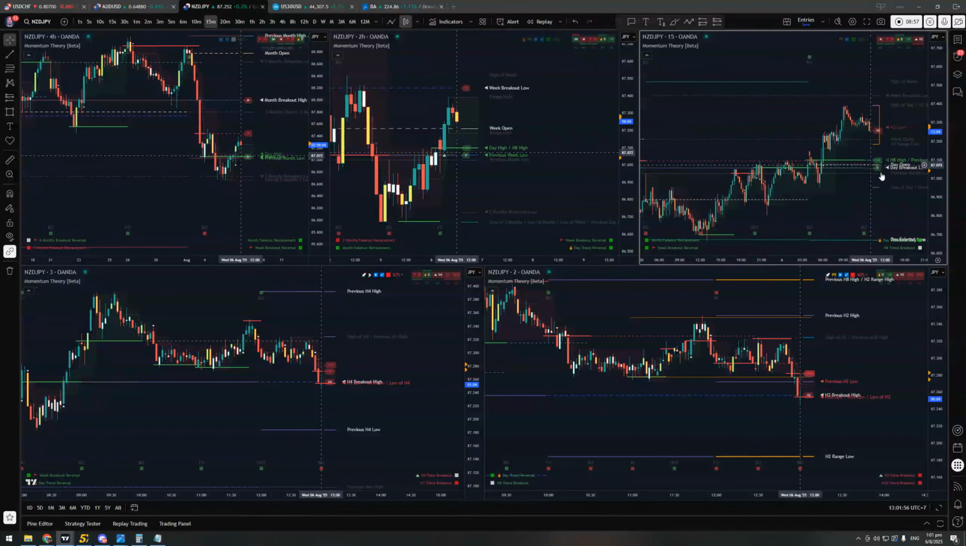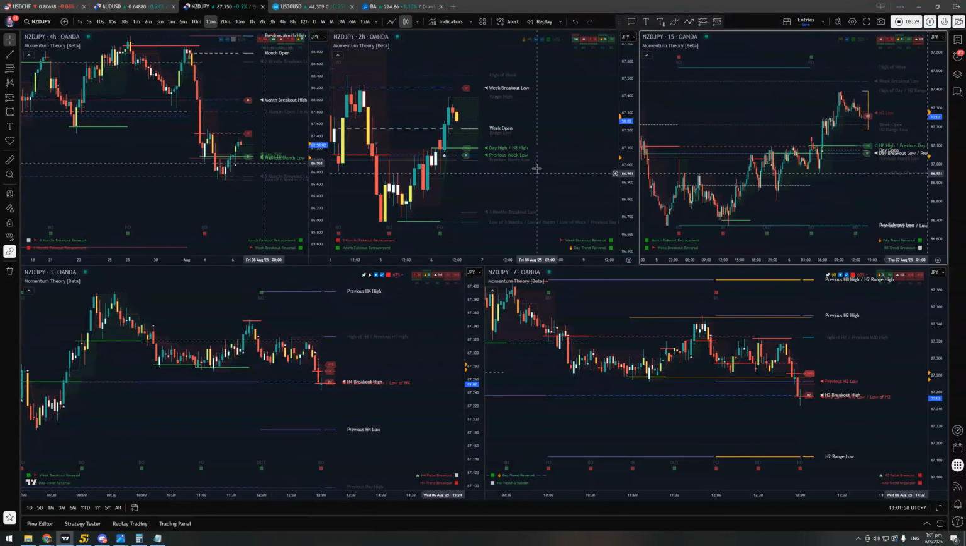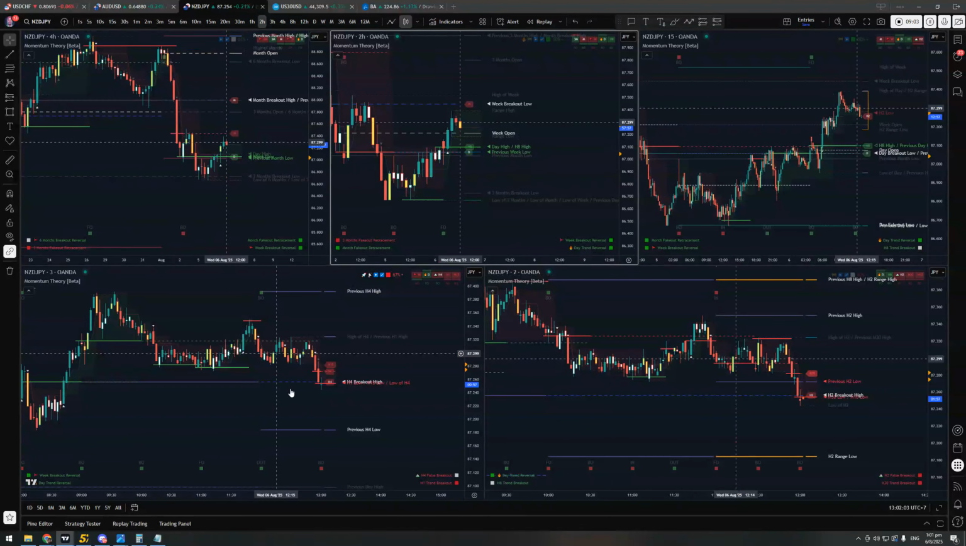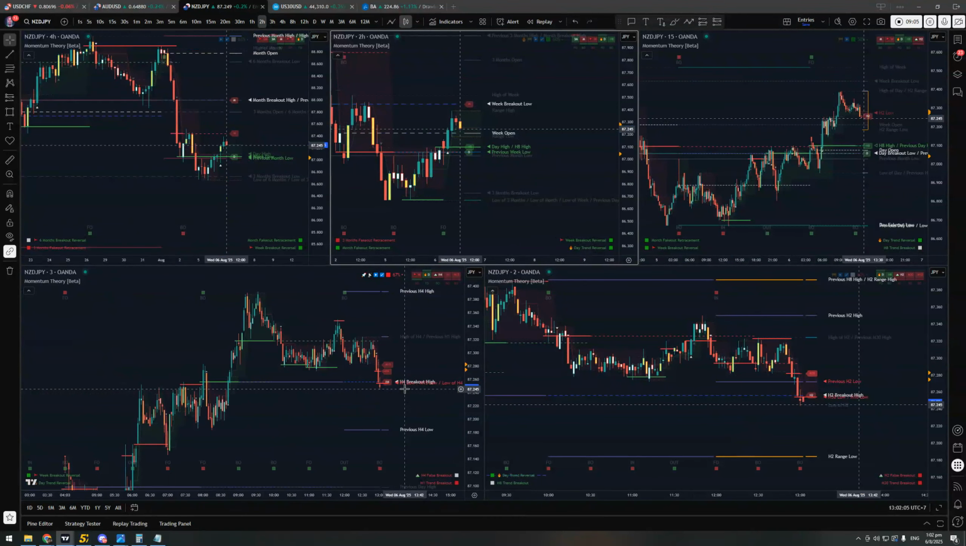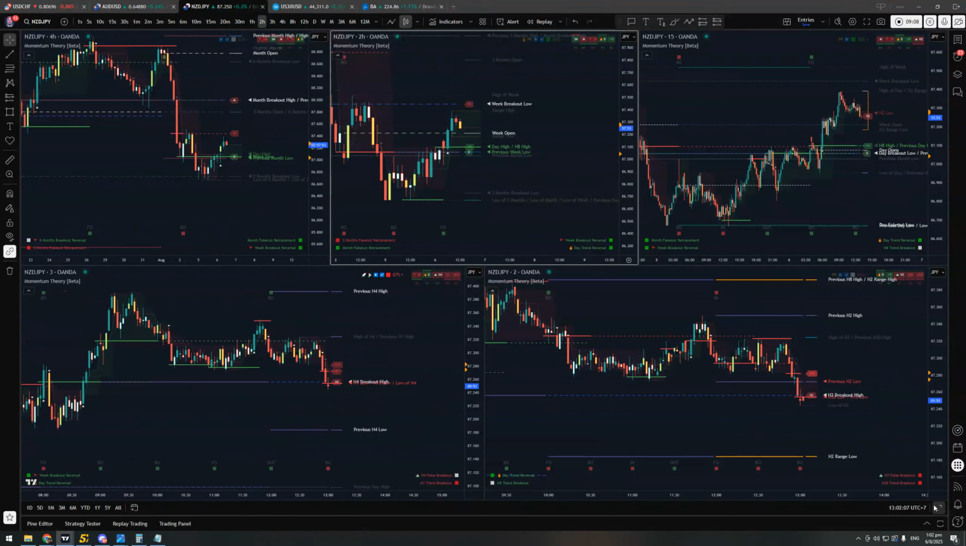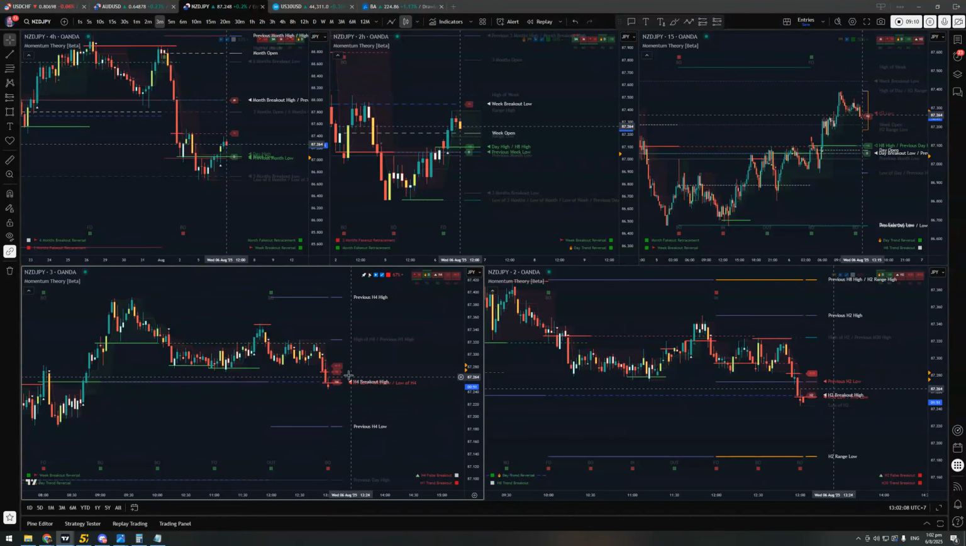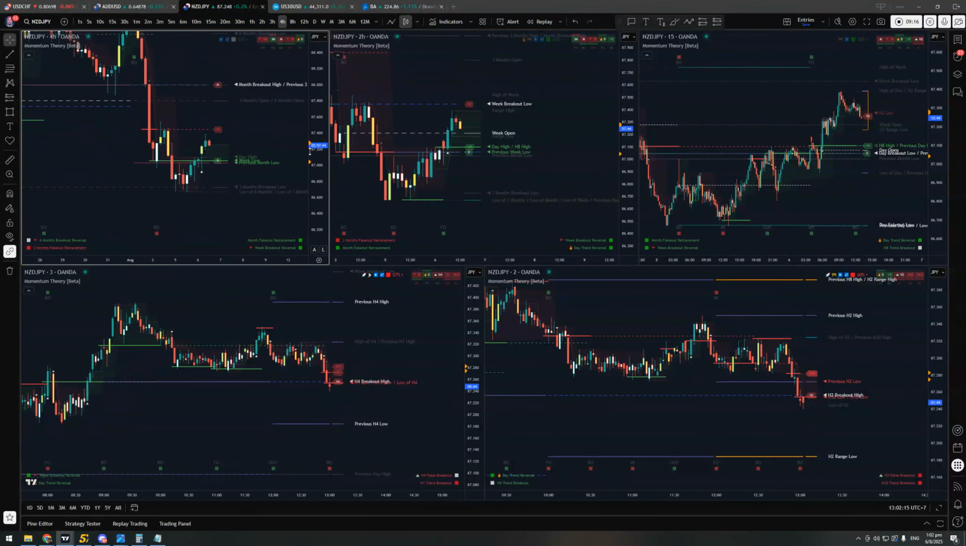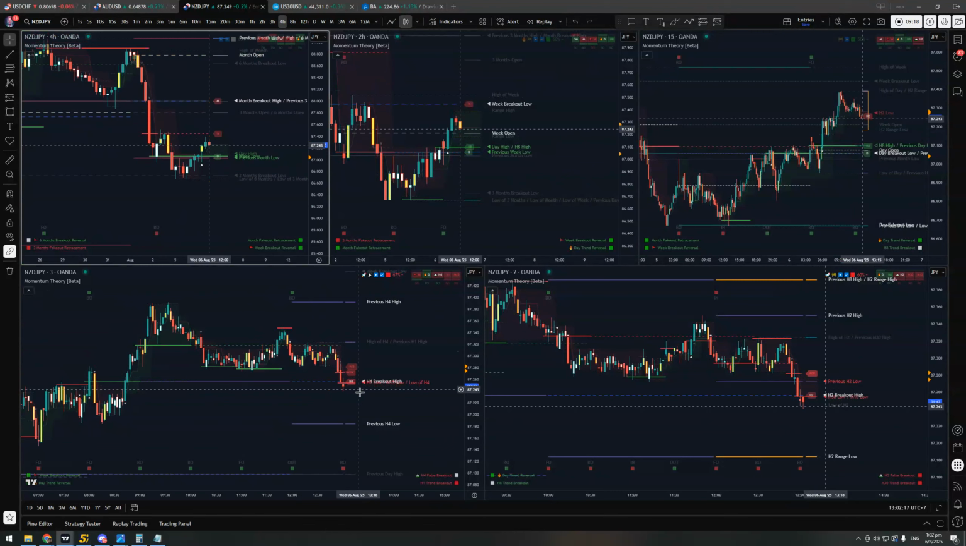Weekly open, broke out above, daily trend reversal. Yeah, still okay with this one. Timing is a little off, 1 hour before London Open. So let's see if this can stay where it is until London.